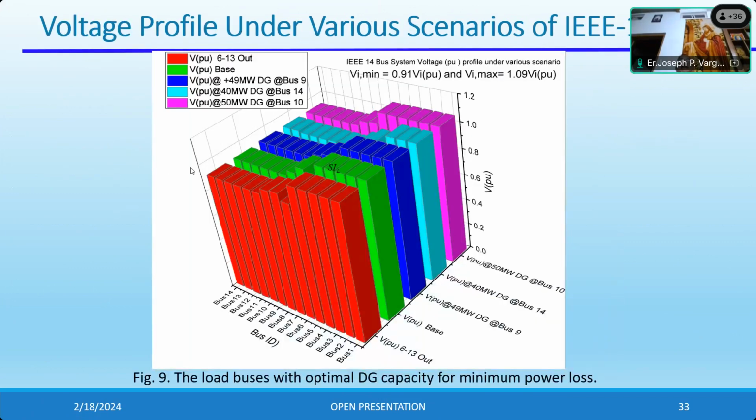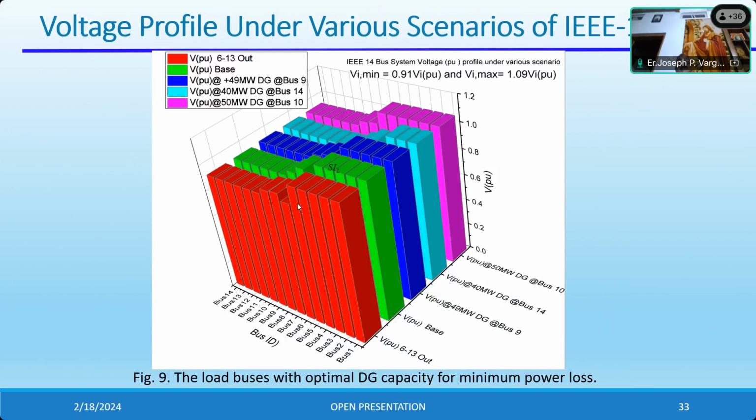This is the voltage profile under various scenarios of the IEEE 14 bus. Various scenarios means we have considered, for example, the line number 6-13 outage. This represents the voltage in that scenario, and this is a 3-dimensional diagram using the Origin software. This is the base value, and due to the penetration of 49 megawatt at bus 9, we will get this value.